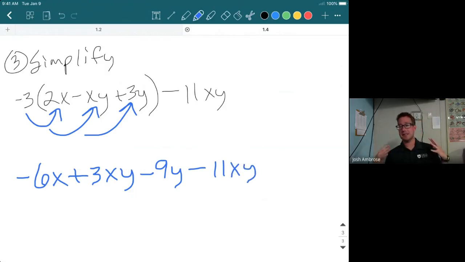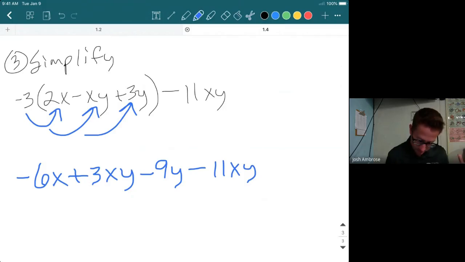Okay, that does not get affected by that negative 3 at the front because it's outside the parentheses. All right, so the negative 3 that's in front of the parentheses only affects the parentheses. It does not affect that negative 11xy because it's outside the parentheses.